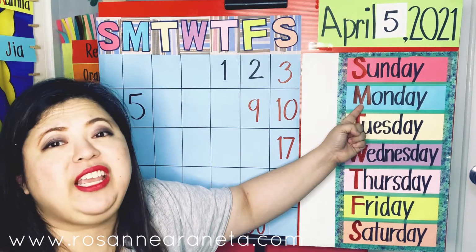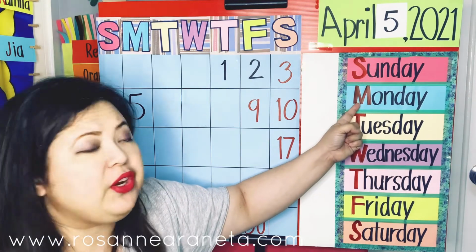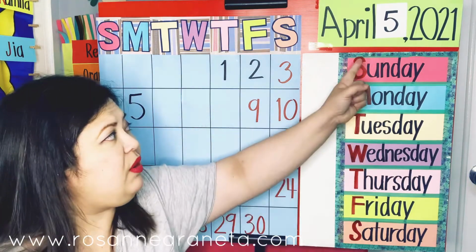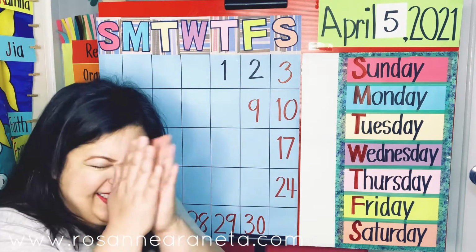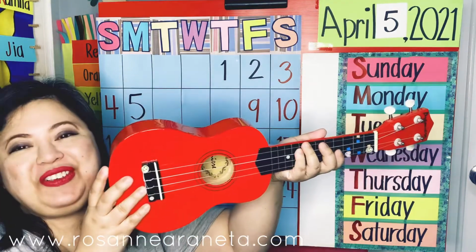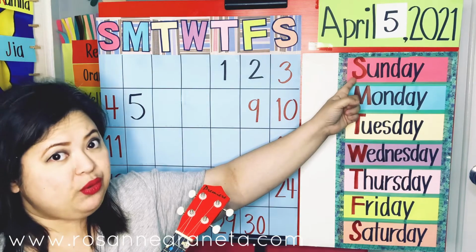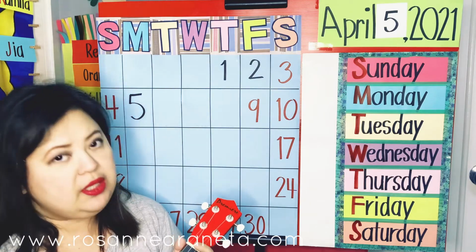We are going to sing a short song called The Days of the Week so we can figure out what day this is. Sing along with me and point to the days of the week as well. Can you do that? Yay! I'm going to use this red ukulele now and let's sing together. Point to this day first and move down as we continue singing words.